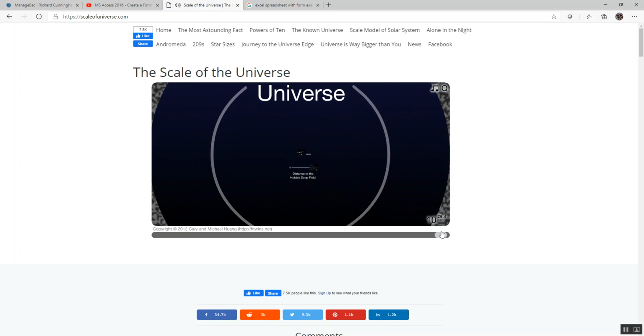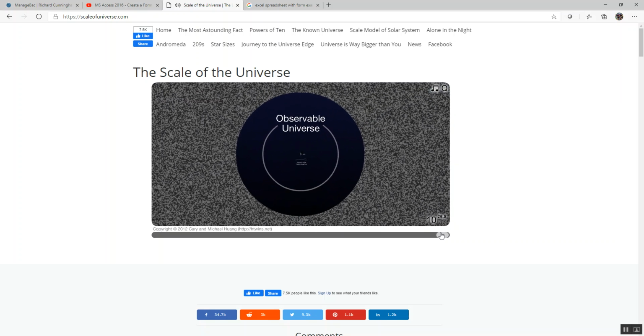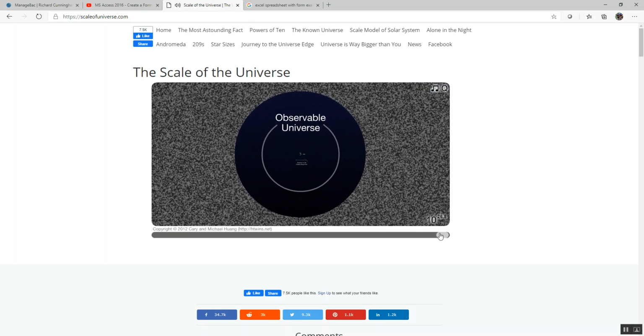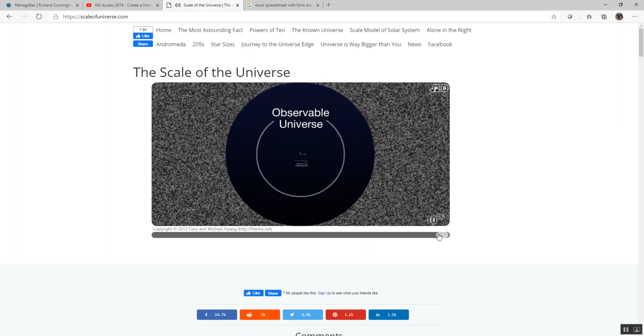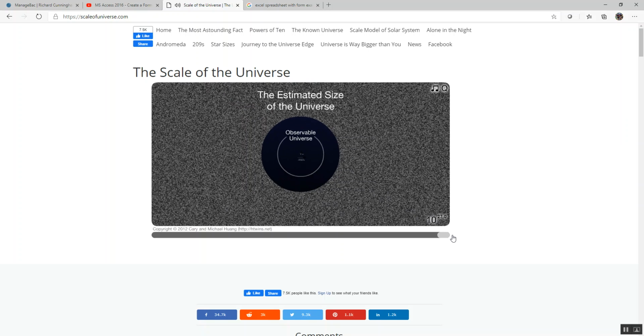All right, so if we keep going out, then we've got the observable universe. This is pretty much what can be observed, which is 10 to the power of roughly 26, 27, which is 1 with 26 or 27 zeros. So that's the estimated size of the universe. 10 to the power of 27, so 1 with 27 zeros.